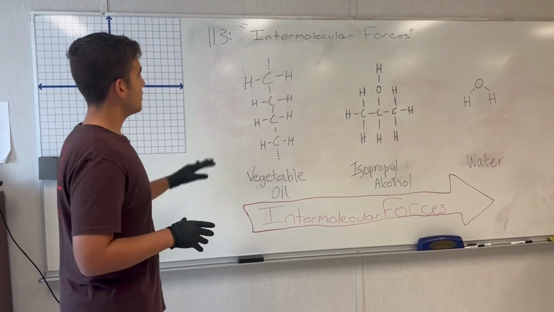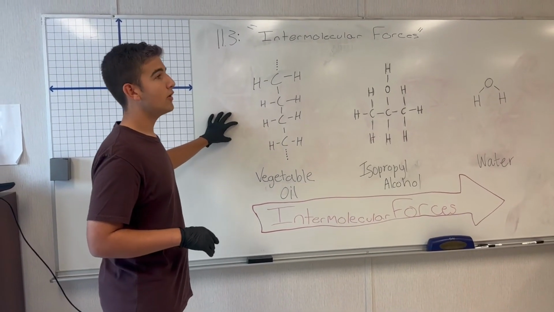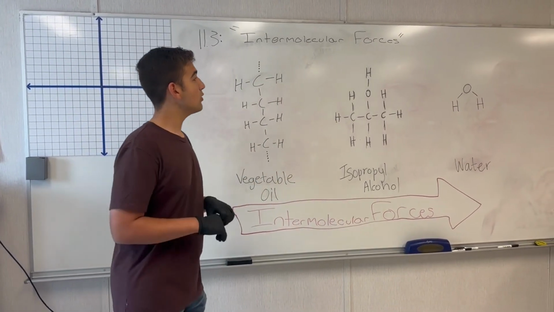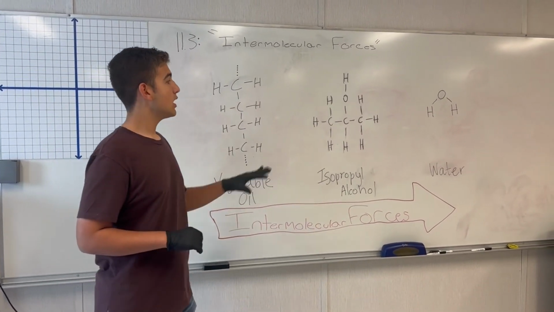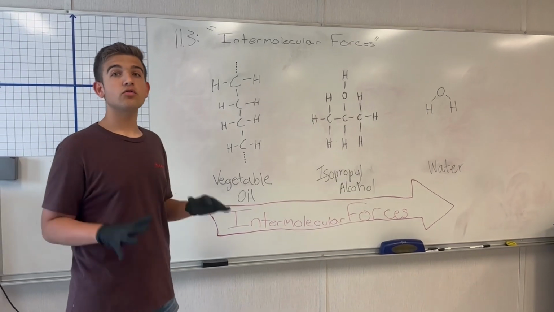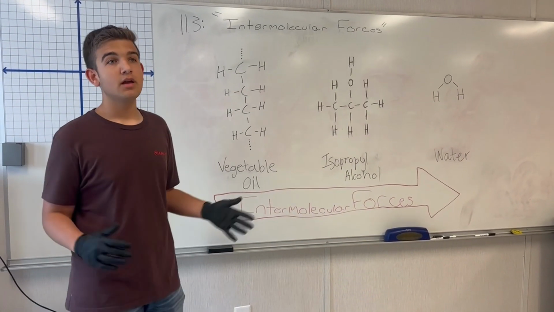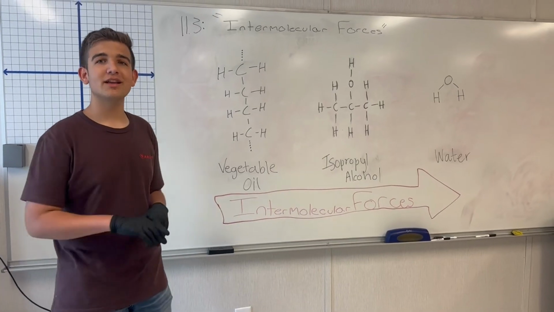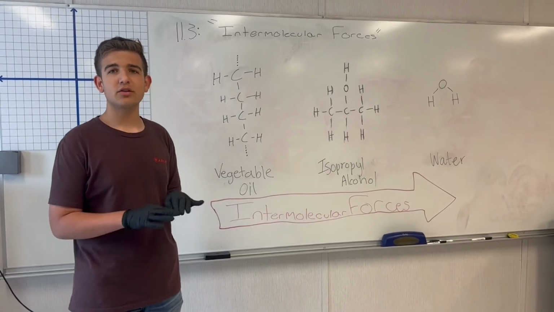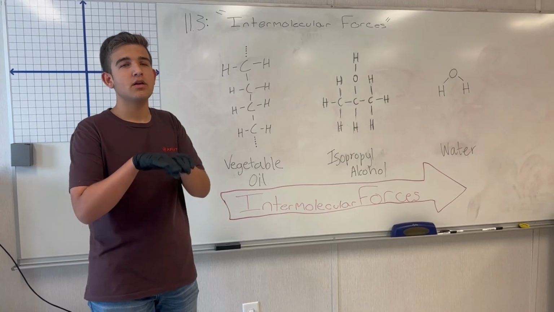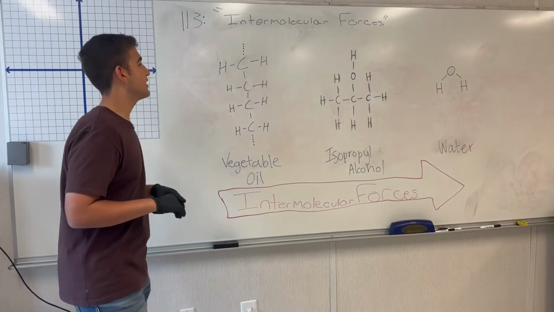Now, vegetable oil only has dispersion force bonding. Isopropyl alcohol has hydrogen bonding, and so does water. The stronger the intermolecular force, the stronger the surface tension is going to be. If you want to know what surface tension is, think of it as an elastic sheet on top of a liquid, and once surface tension is broken, the whole liquid spews around. So think about it like that.